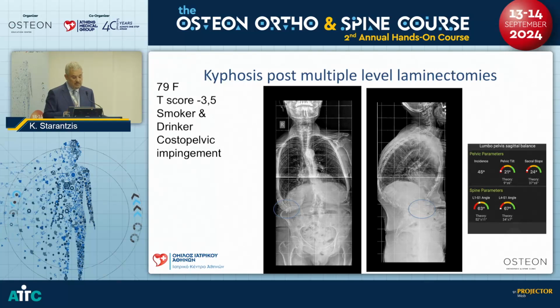So this lady, she's 79. She has a T-score of -3.5. She's a smoker, heavy drinker, and she's in a lot of pain. She can't stand up. She's got this costopelvic impingement. The pain is in the back. No leg pain, no leg symptoms. And this is post a multiple level laminectomy at the thoracolumbar junction because of a tumor 3 years ago.